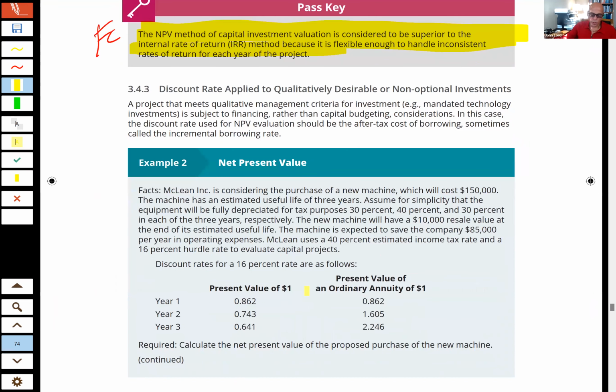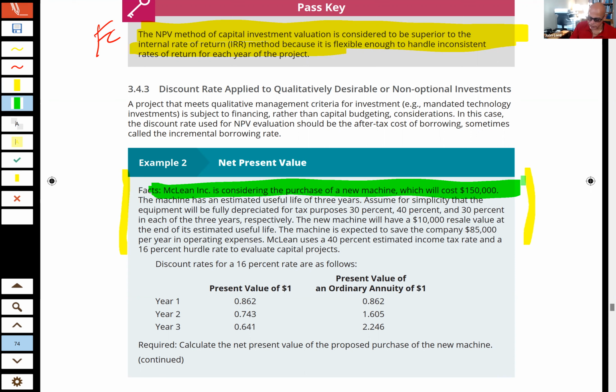So with all that, let's practice a little bit with some of the concepts we've been talking about, now adding in the present value calculations. Let's look at these facts so we get them in our head as we go through this analysis. McLean Inc. is considering a purchase of a new machine, which will cost $150,000. When I look at problems, I always put that down immediately as a cash outflow, so I don't have to keep going back into the problem to see what the initial cash outflow was. There's not going to be any discounting on that because it's going out immediately, right?